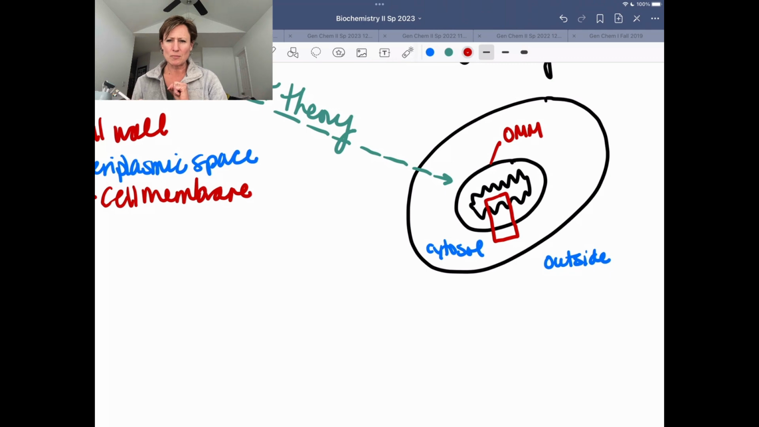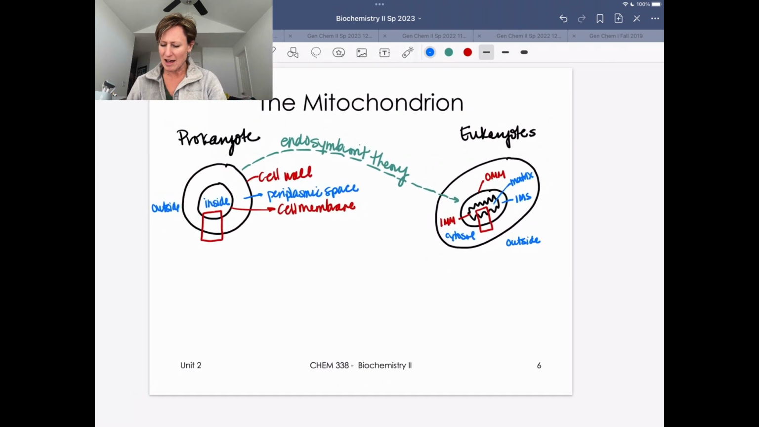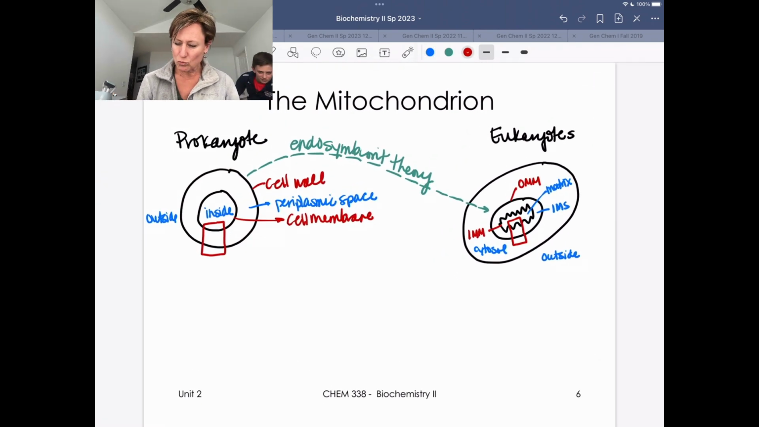This is the outer mitochondrial membrane. This is the inner mitochondrial membrane. And then we've got a couple of spaces here. We've got the inner membrane space, and then all the way on the inside, we've got the matrix. One of the things that I'm going to highlight here is I'm going to draw a red box here.